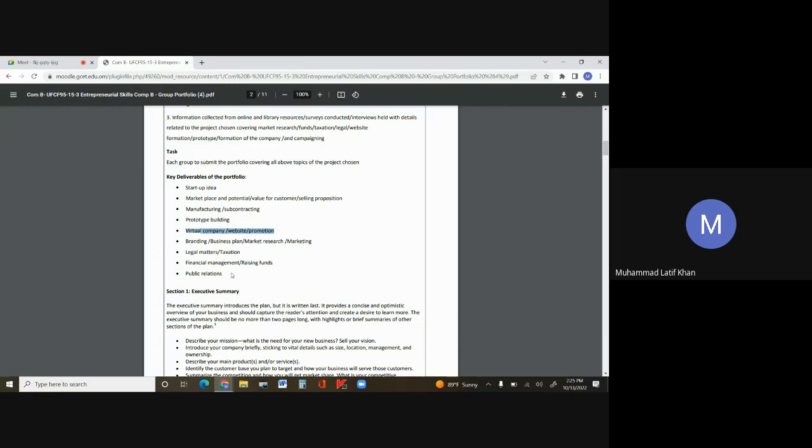After that, you need to discuss the branding strategy, business plan, market research or marketing. Branding: whenever you are going to start your business, it is very important to have a strong brand name and brand logo. So how you are going to make your brand name and brand logo? Brand logo and brand name require certain steps, a certain procedure to follow. So how you are going to make it? I will discuss all these chapters in very detail in each week's lecture, inshallah.